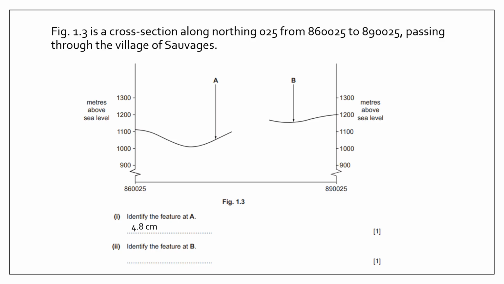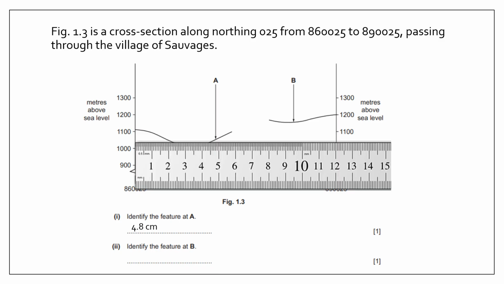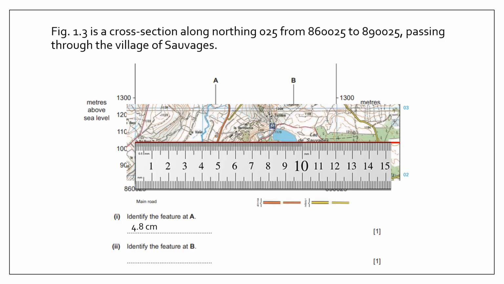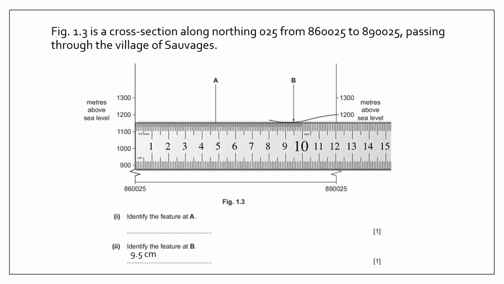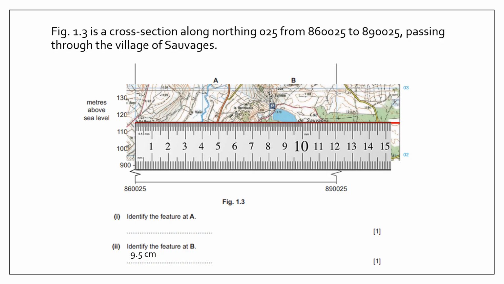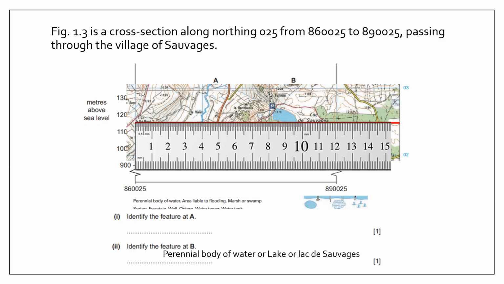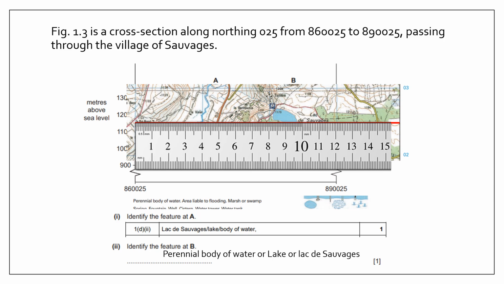Next stage is quite simple. If I take my ruler and I measure it along with 0 at the left, I can see that at 4.8 centimeters, I need to find out whatever feature A is. If I go to my map, that is a blue-orange road, so I'm going to write main roads. For the next one, I'm going to put my ruler against it, and I know that's 9.5 centimeters. So again, along my line at 9.5 centimeters, there is a blue body of water. So I'm going to either write a perennial body of water, or the lake, which is what it is, or the name of that lake. And that should be enough to get me the mark, and in fact it does.